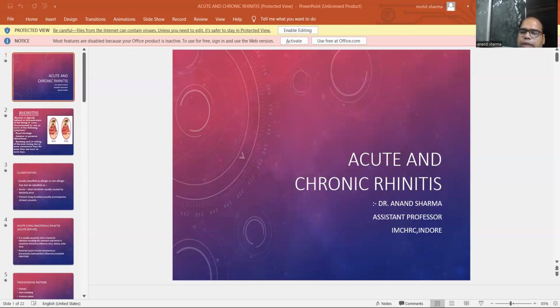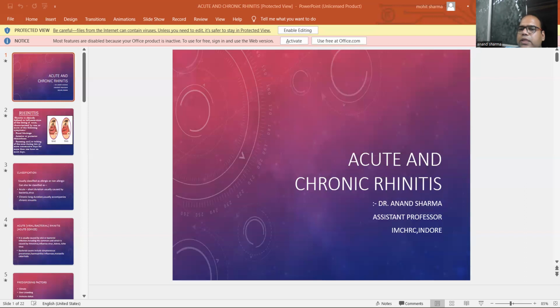Shahtoot jo bolte hain, that is mulberry. So the mucosa over the inferior turbinate appears like mulberry. And in the second diagram, we can see the posterior end of the inferior turbinate. The second picture is of posterior rhinoscopy.